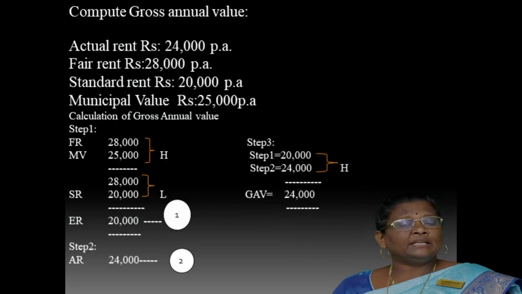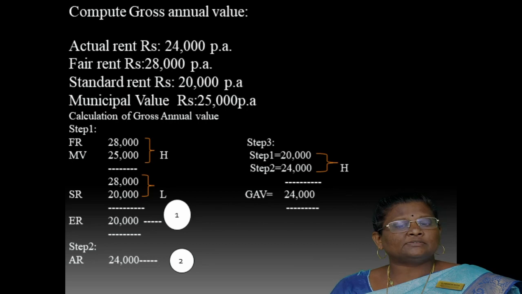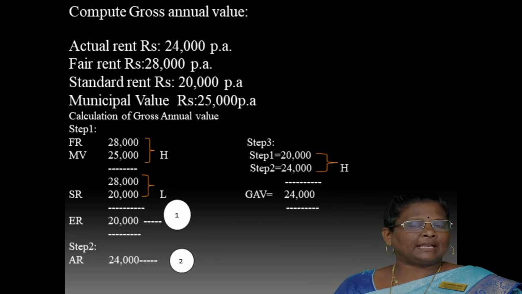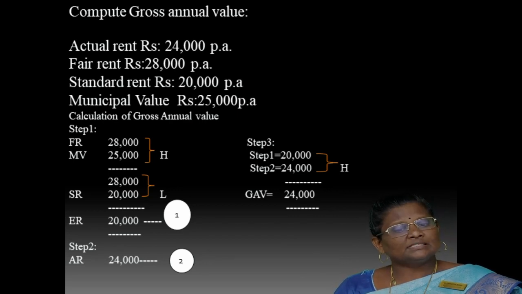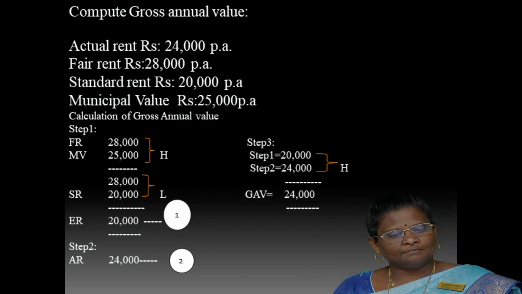This is explained with one problem. In this problem, the first one is actual rent rupees 24,000 per annum. Number 2, fair rent 28,000 per annum. Number 3, standard rent rupees 20,000 per annum. And number 4, municipal value rupees 25,000 per annum.